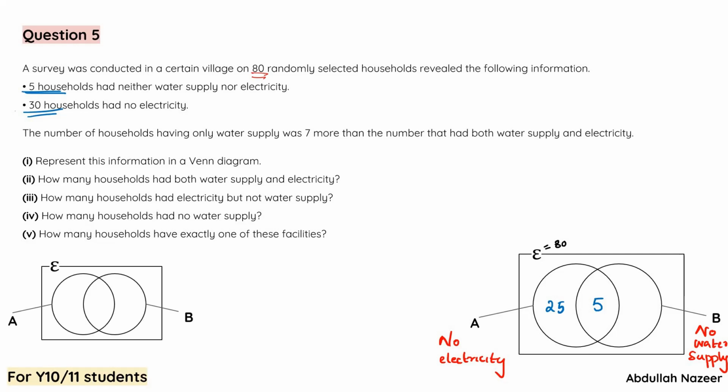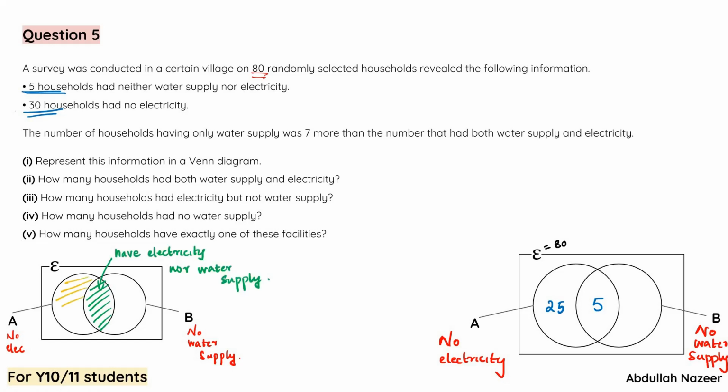So our set A is no electricity, and our set B is the number of households that have no water supply. So that clearly tells us that our intersection region here is the region that includes all the households that have no electricity and no water supply. So let's write that down.